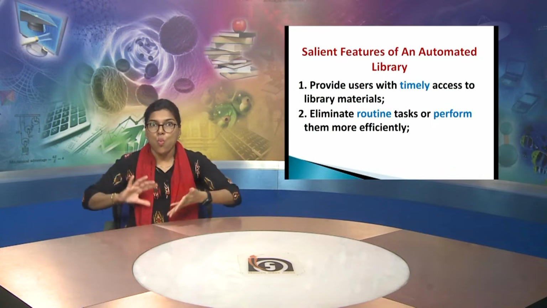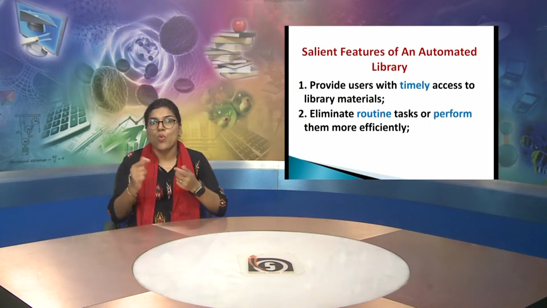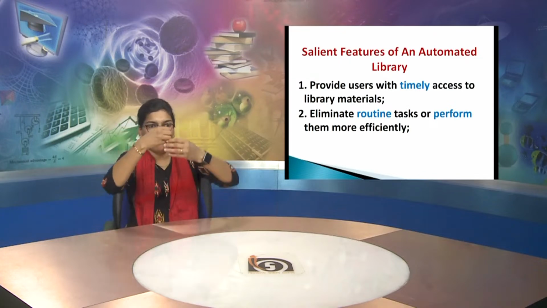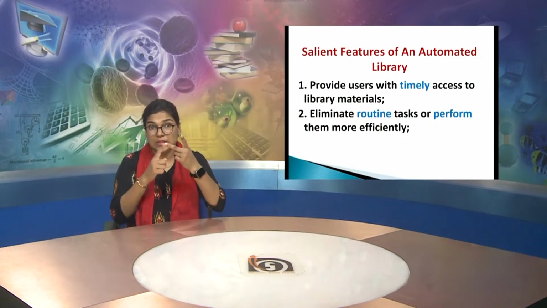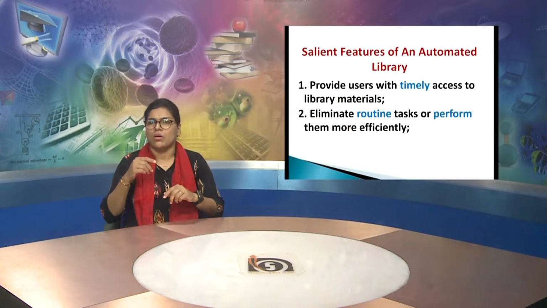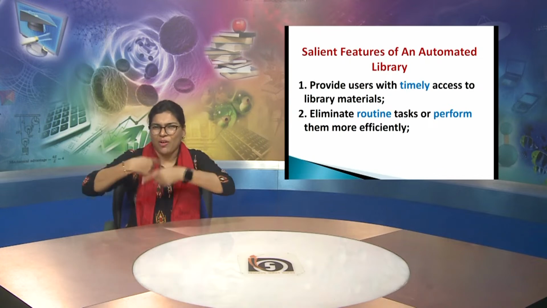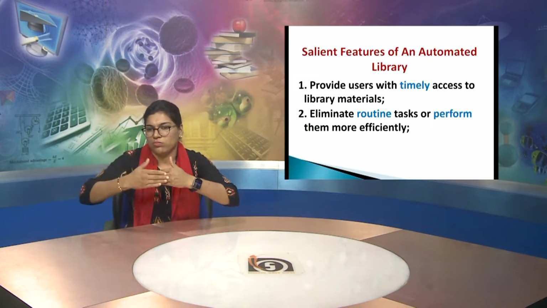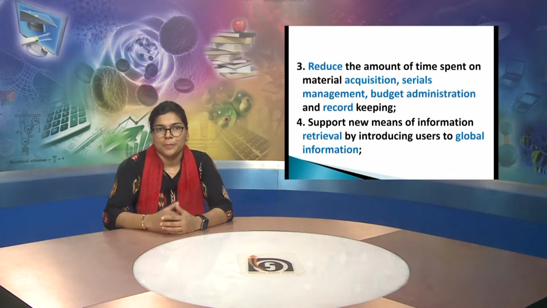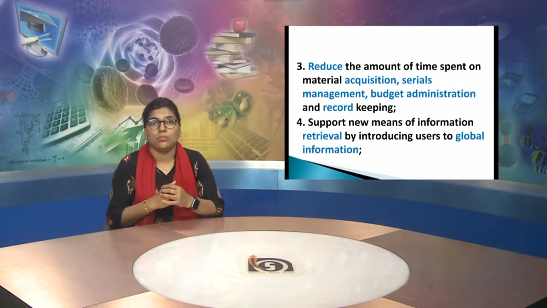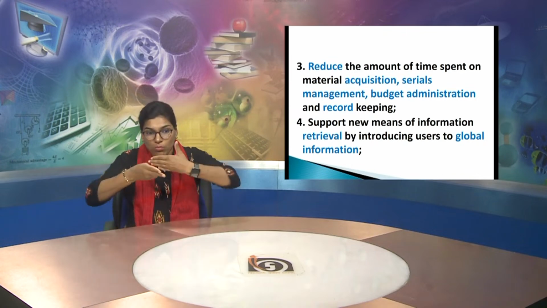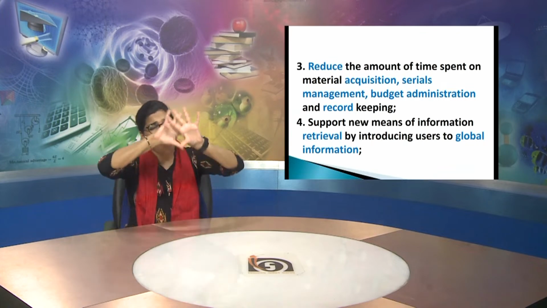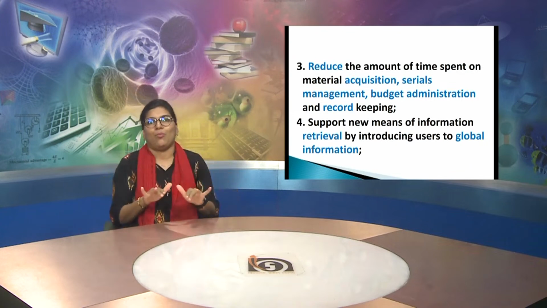And this is the last point which we are going to discuss. These are the salient features of an automated library. We know that automated library services provide users with timely access to library materials, and also help us eliminate routine tasks or perform them more efficiently. So it increases our efficiency. Point number 3, library automation reduces the amount of time spent on material acquisition, serial management, budget administration and record keeping.